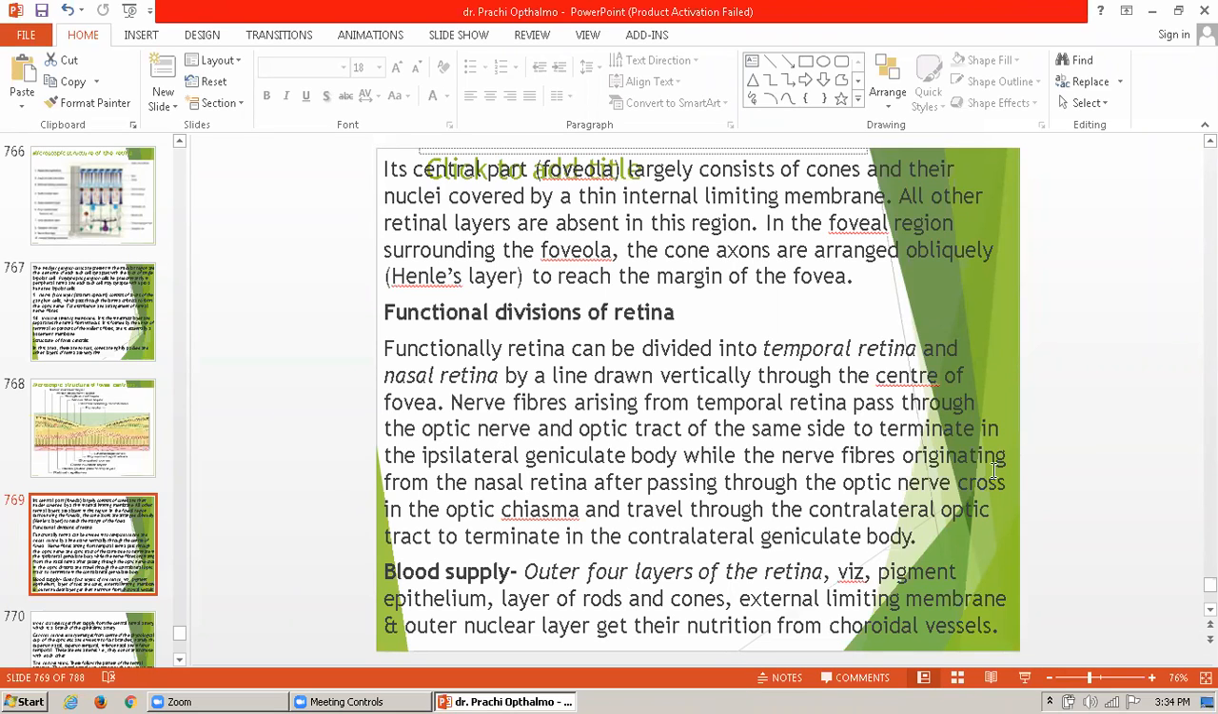after passing through the optic nerve, cross the optic chiasma and travel through the contralateral optic tract to terminate in the contralateral geniculate body.